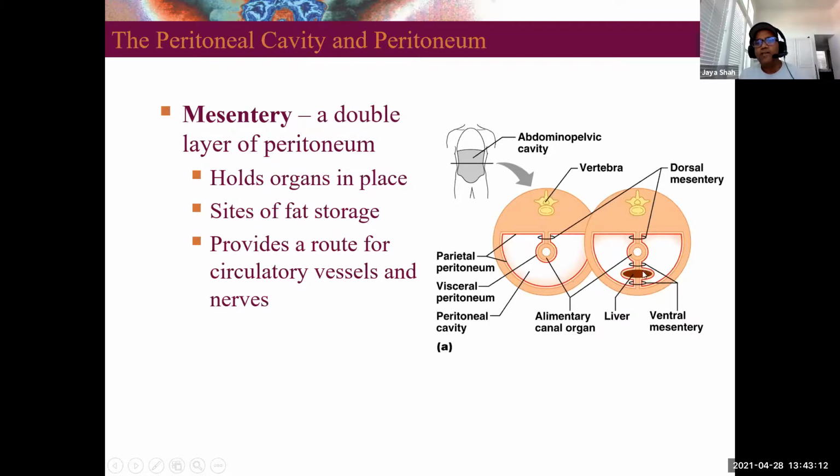And sometimes, in front of the organ, the same visceral peritoneum comes here, becomes a double layer, then divides and goes around the liver or the stomach, and then again attaches with a double layer to the anterior abdominal wall. So these are also mesentery, and these two mesenteries, which are in front of the alimentary canal, are called ventral mesentery. Okay.